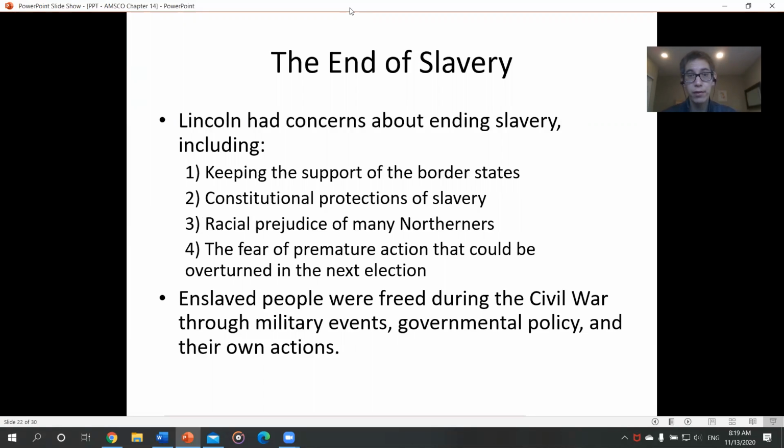Ultimately, enslaved peoples are freed during the Civil War, sometimes through military events, victories like Antietam, sometimes through government policy like the Emancipation Proclamation, or more so the 13th Amendment, and then also through their own actions of slaves rebelling and fleeing from their plantations and joining the Union to fight.